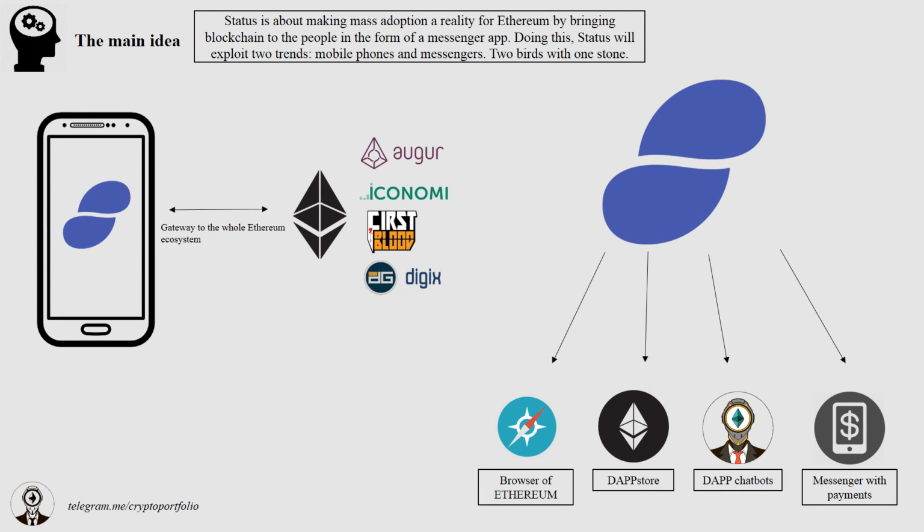So what is Status? Basically, Status is a messenger which has much more power inside than your average messenger. It is a gateway to all the Ethereum ecosystem through a display of a mobile phone. This project is believed to achieve what Bitcoin has failed to achieve: mass adoption. What are the current and future features of Status?